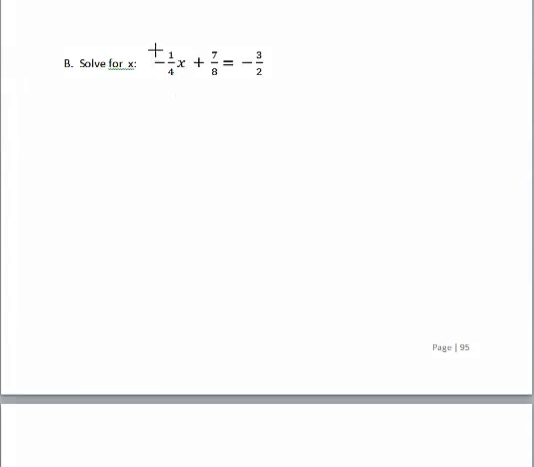Another equation with fractions. The smallest number that 4, 8, and 2 will divide into is 8, so I multiply each side by 8. I can rewrite this as 8 times negative 1 fourths x. I'm distributing the 8. Then 8 times 7 over 8.